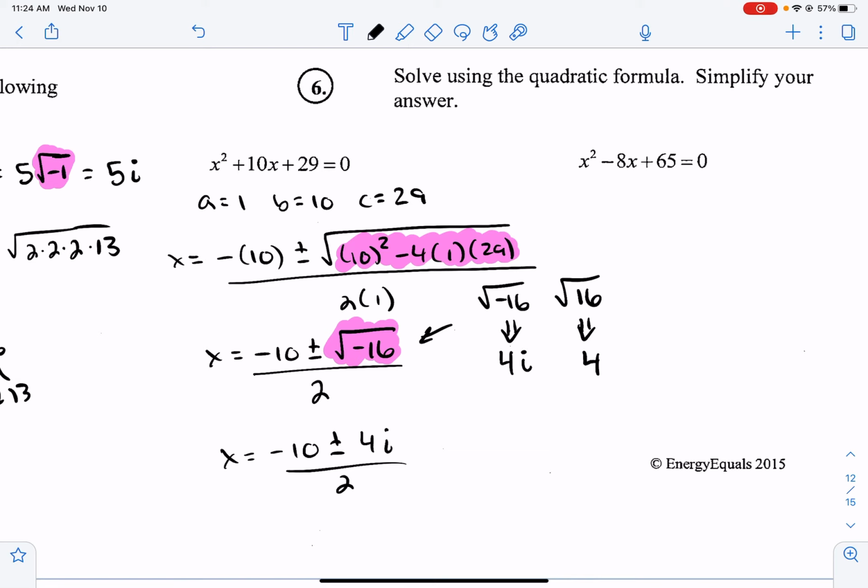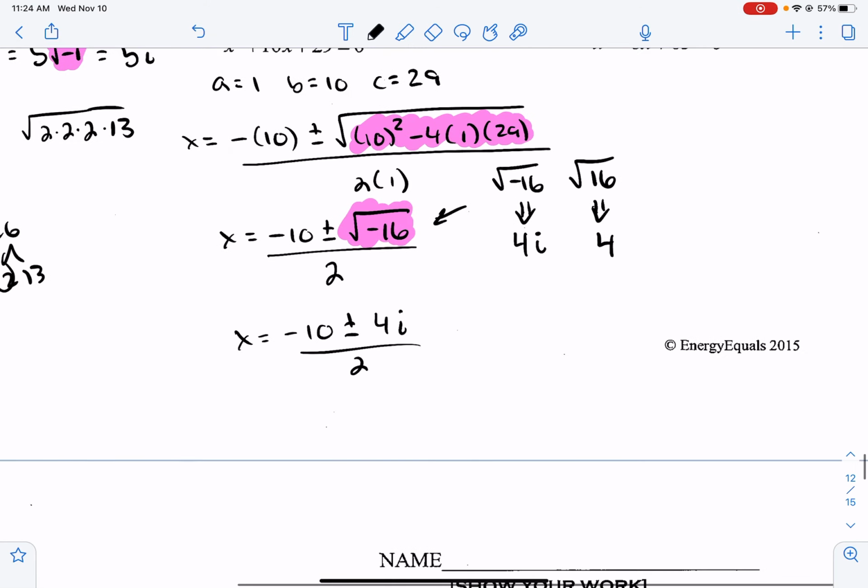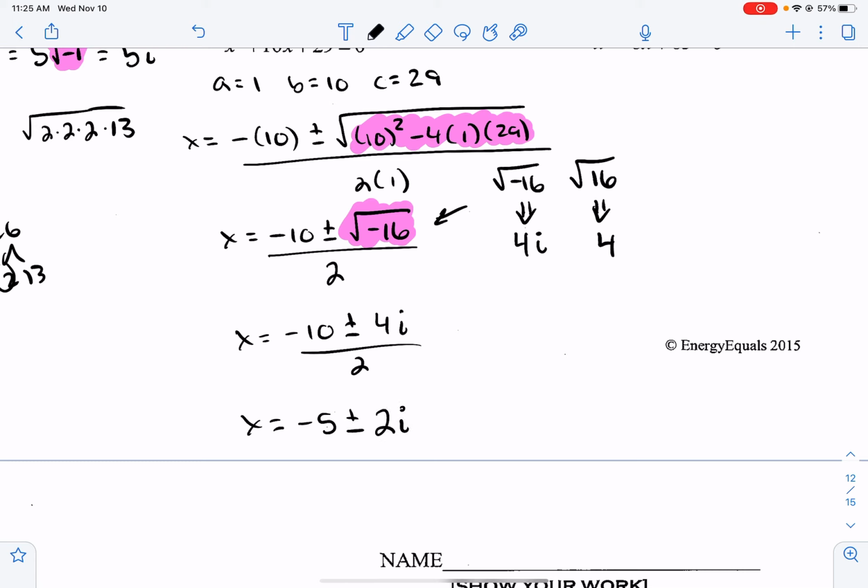And conveniently enough, it's nice because both of these divide by 2. So negative 10 divided by 2 is negative 5, plus or minus 4 divided by 2 is 2, and I have an i still. Please don't try to add and subtract negative 5 and 2i. They don't add together because one of them has an i and one of them does not have an i. So you can't combine those. This right here would be my final answer.